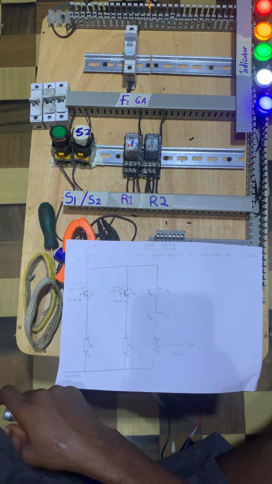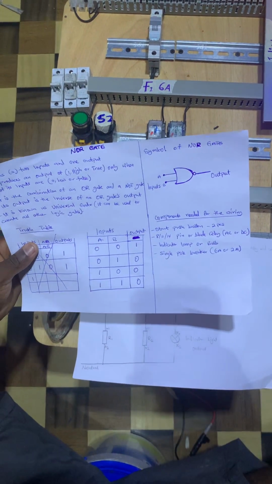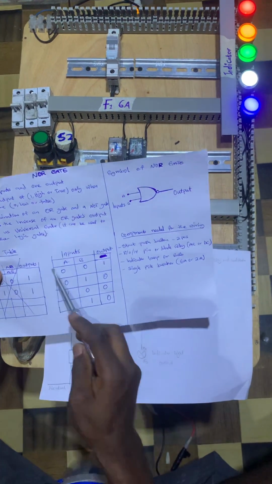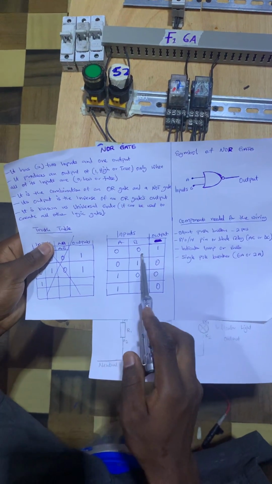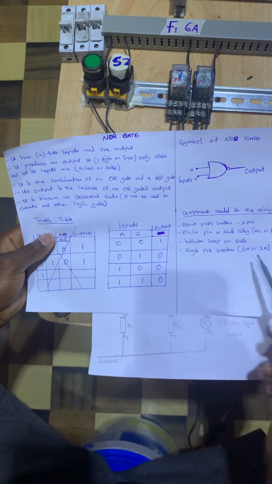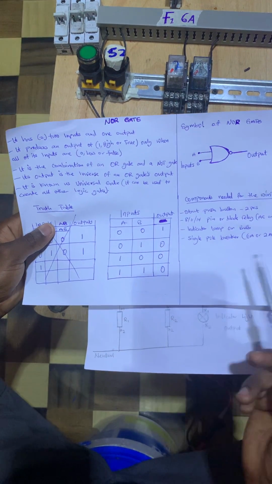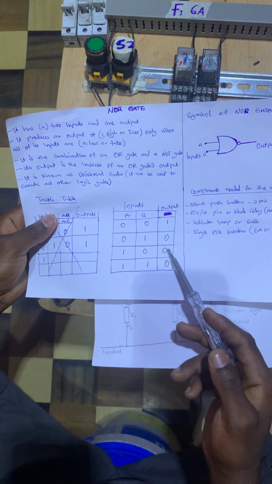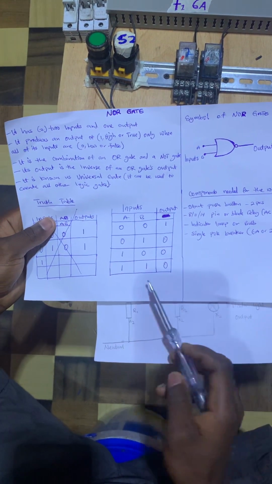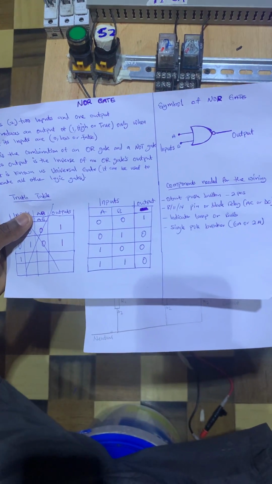I nearly forgot to tell you about the truth table. So this is input A and B. When all the inputs are 0, the output will be 1. When any of the inputs is 1, the output will be 0. Any of the inputs, the same thing applies. And when all of them are 1, then the output will also be 0.